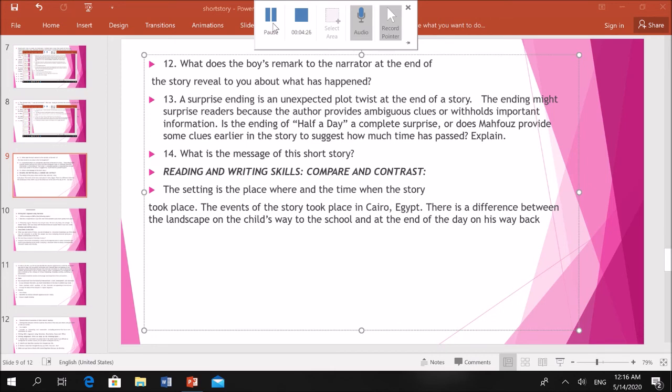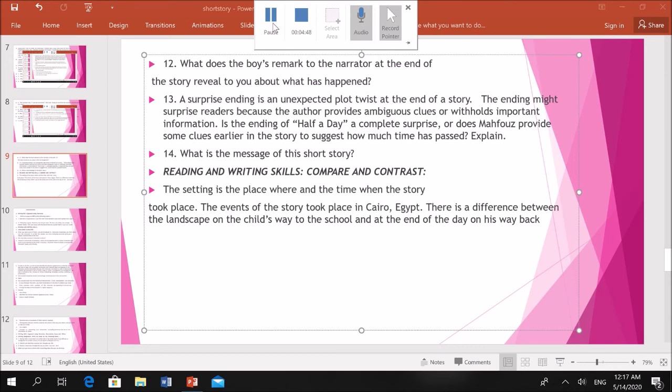The setting is the place where and the time when the story took place. طبعا هنا الكاتب استخدم ال compare and contrast وهو بيوصف السيتنج، المكان اللي حصلت فيه أحداث القصة، الشارع اللي الولد الصغير مشي فيه وهو رايح المدرسة وهو راجع من المدرسة. The events of the story took place in Cairo, Egypt. طبعا القصة هنا مكانها كان في القاهرة في مصر.